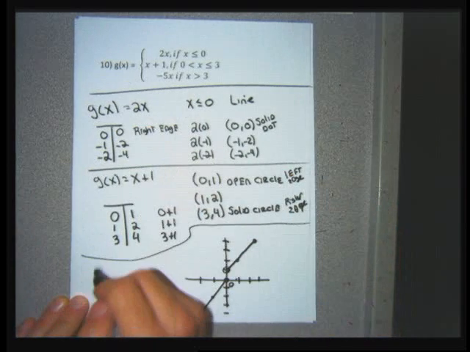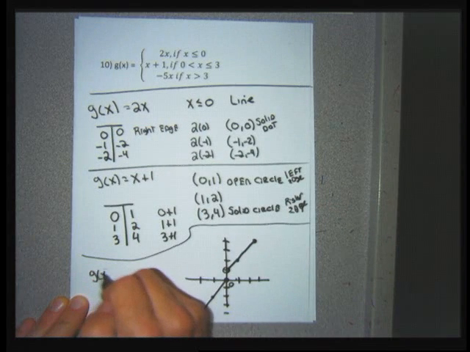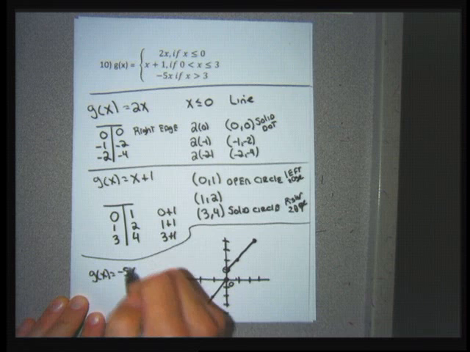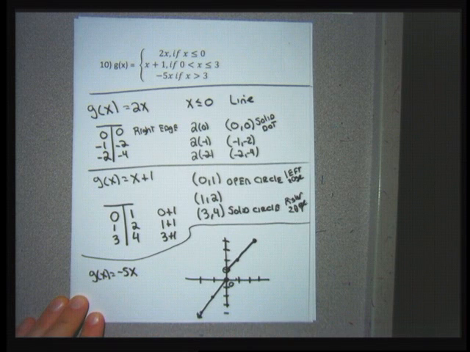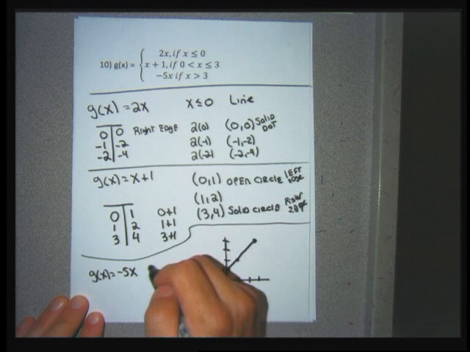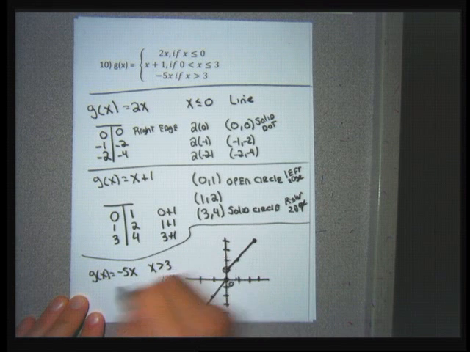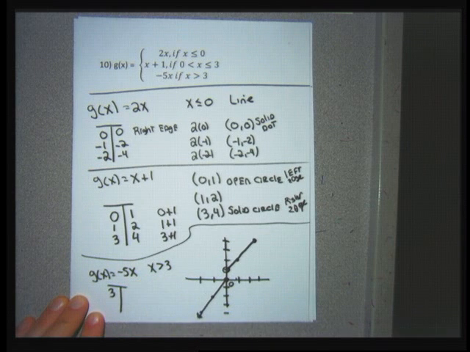Now I'll work on the bottom piece. The bottom piece is g of x equals -5x. I'm afraid this isn't going to fit on my window so much. I'm going to have to extend my paper a little bit. And this says this is good for x greater than 3. I'm going to make a table. The boundary number 3 needs to be the first number in my table.